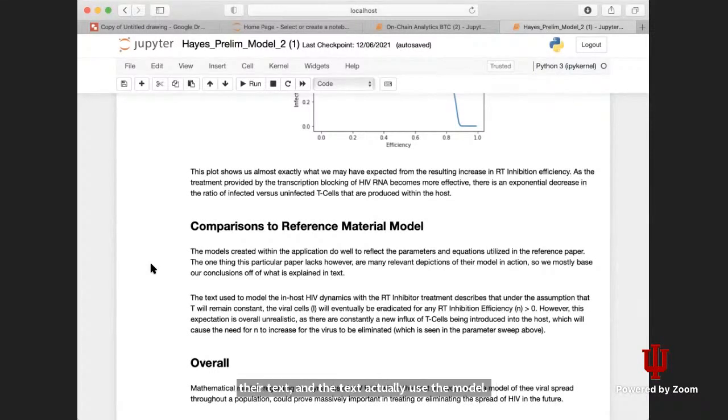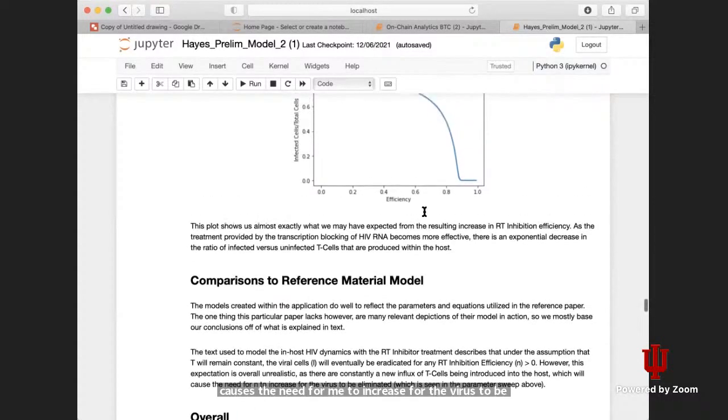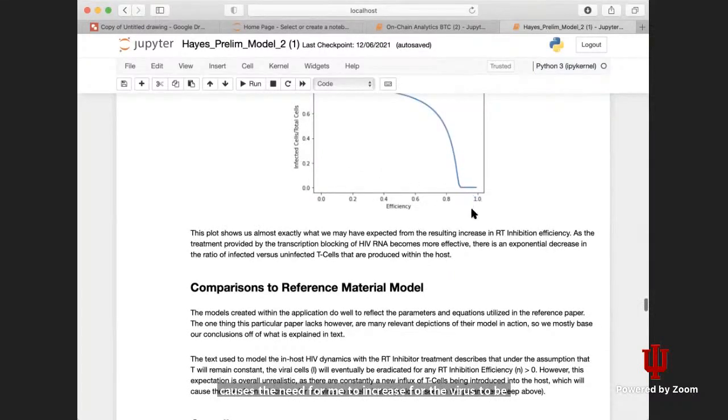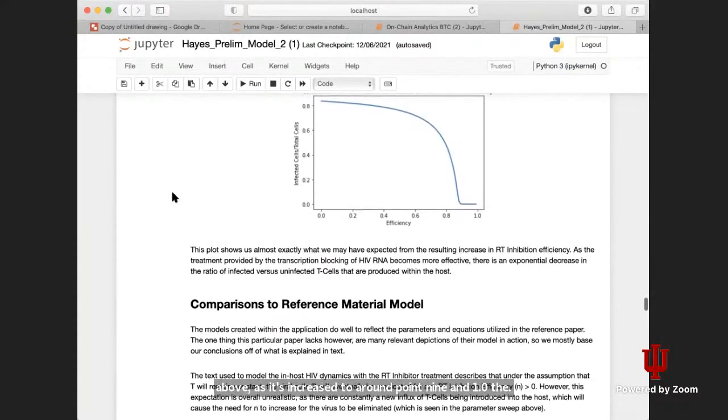And the text actually used to model the in-host HIV dynamics with the RT inhibition treatment describes that under the assumption that T, the healthy T cells, remains constant, the viral cells, or I, will eventually become eradicated for any RT inhibition efficiency that's over zero. And this makes sense because as there are no more cells being created, if there is any sort of inhibition efficiency, eventually all of those infected cells will die off. This expectation is unrealistic, though, and there is constantly a new influx of these T cells being produced, even in an infected host, which then causes the need for N to increase for the virus to be fully eliminated, which we see in the parameter sweep above, as it's increased to around 0.9 and 1.0, the infected cells are almost completely killed off.